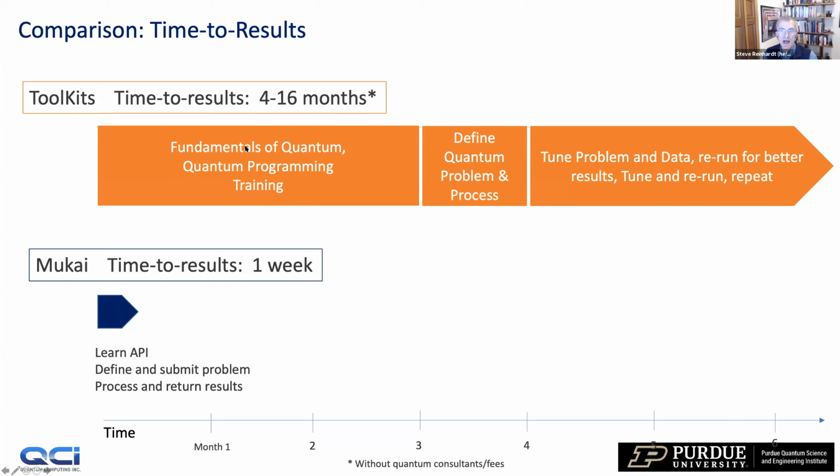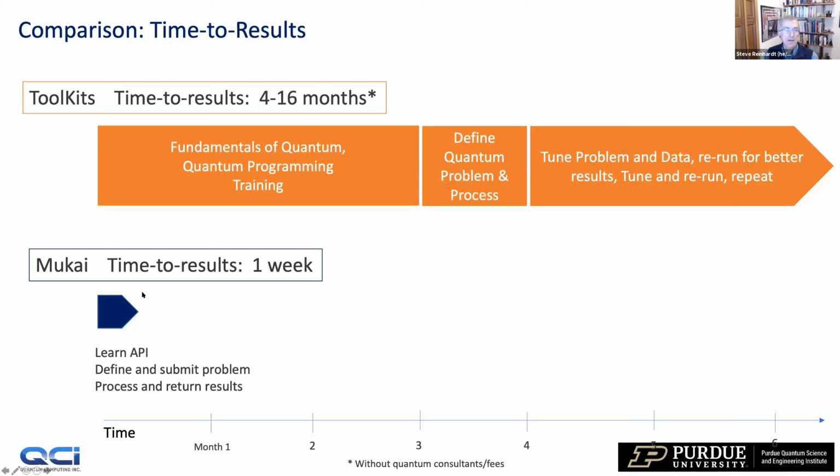Some of what goes into that is, even if I know quantum mechanics, I may not know that much about quantum computing specifically, so I have to learn that. Then I have to learn about programming a quantum computer. And then I still have to pull out that piece of the problem that's quantum amenable. I still need to express it in these terms. And I need to run it, tune it, rerun it, retune it, etc. What we hear is 4 to 16 months for that to happen.